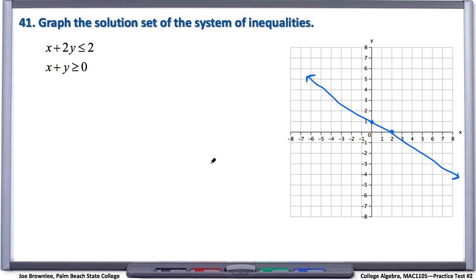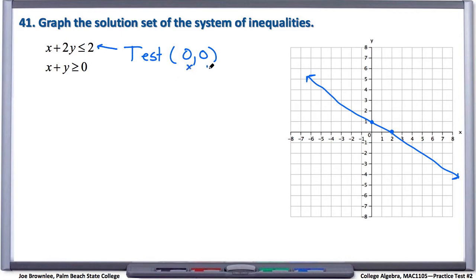We can really choose any test point we want, so long as the point we're choosing to test does not fall on the line itself. And if I'm able to, I always like to use the origin, (0, 0), as my test point, because it's easy to work with zeros. So let's test (0, 0) for our first inequality here.